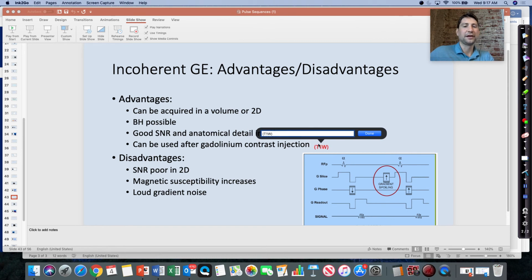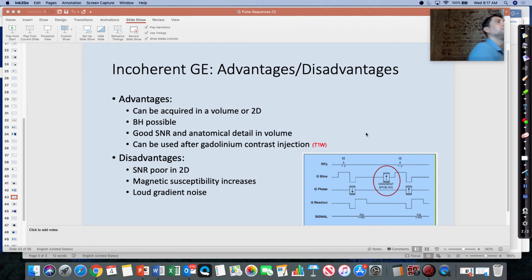So most of the time when we're injecting contrast, we're only going to be doing T1 weighted imaging. Sometimes at Emory protocols you do T2s just to kind of save time post-contrast. But most of the time you're going to have T1 weighted images when you inject contrast because your lesions are going to appear bright on your T1 weighted. Disadvantages, poor signal, magnetic susceptibility, and loud gradient noises. Those are the same disadvantages.